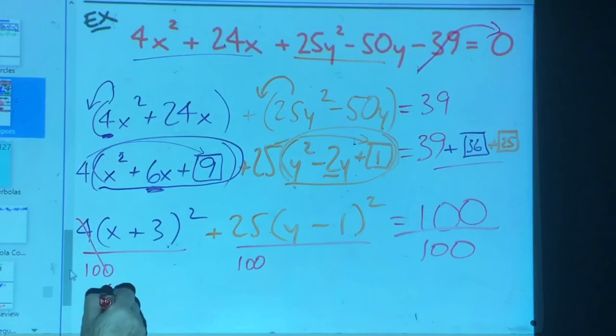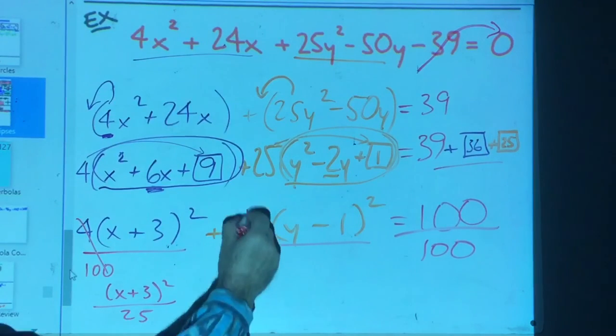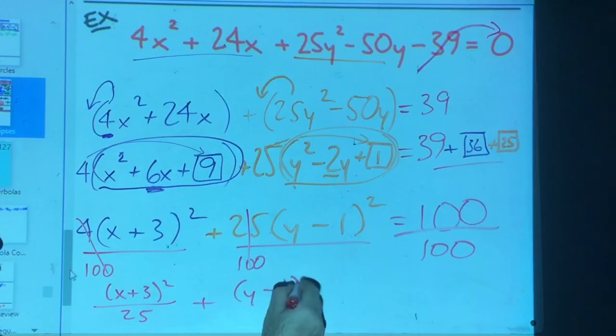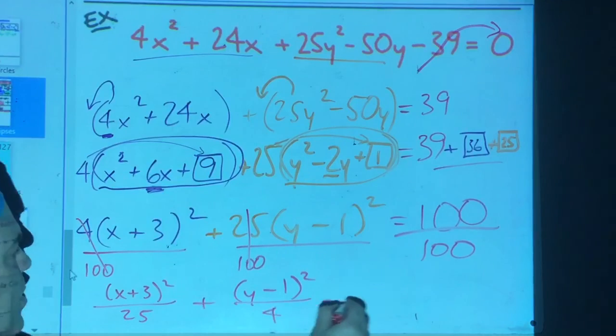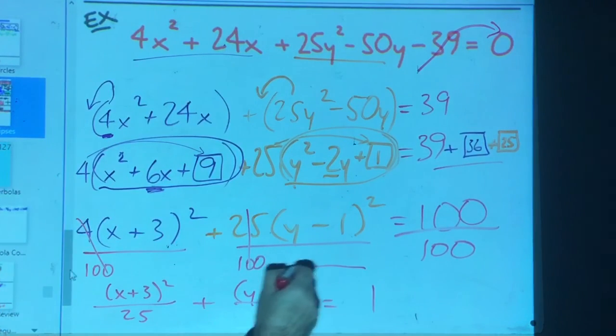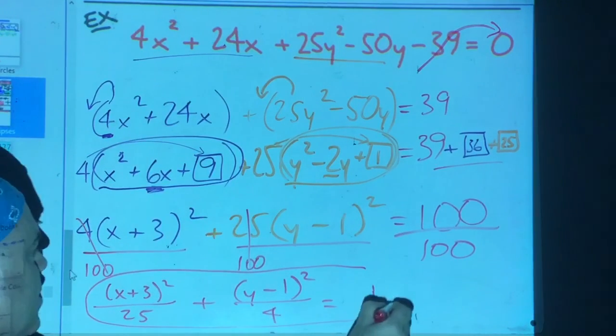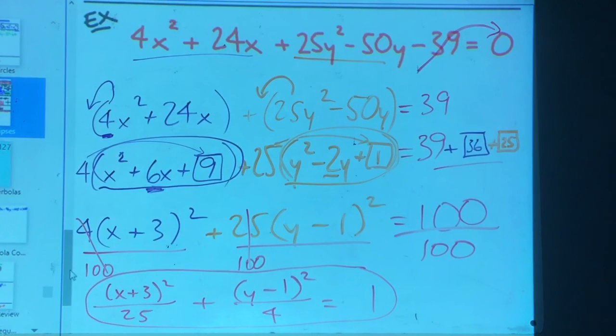And look at what happened. We have (x plus 3) squared over 25, (y minus 1) squared over 4. And we've got the 1 we desired. It is now in the proper form where we could pull the center and any other important pieces out. This masterpiece is done.